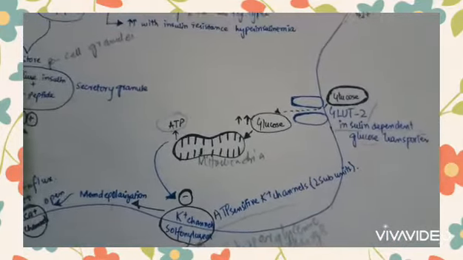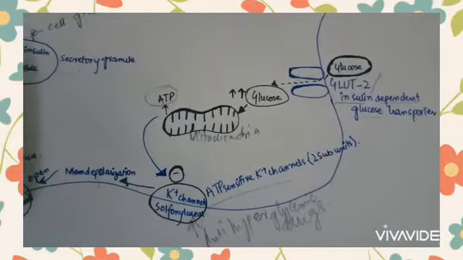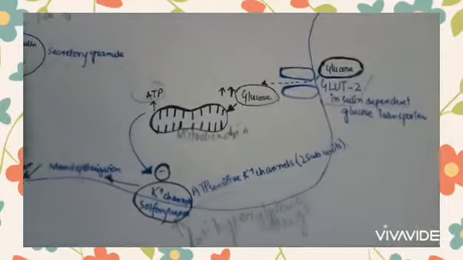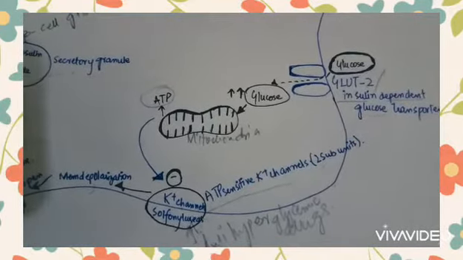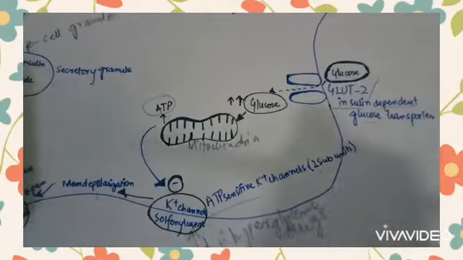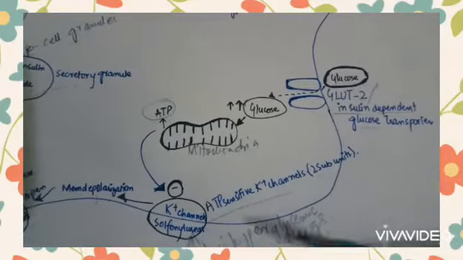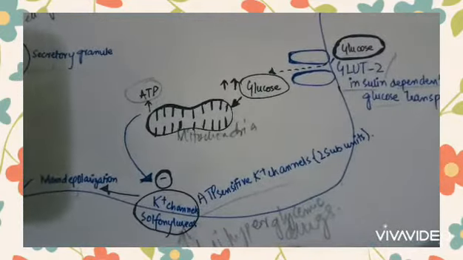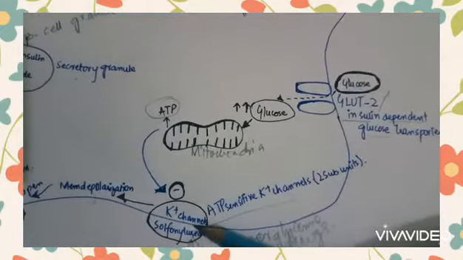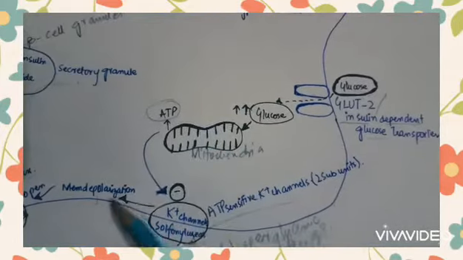What is the role of the sulfonylurea receptor? Anti-hyperglycemic drugs, also known as insulin secretagogues, bind to this sulfonylurea receptor and inhibit the potassium channel. As a result of inhibition of the potassium channel, whether due to the binding of anti-hyperglycemic drugs or due to the formation of ATP, this inhibition will lead to membrane depolarization.